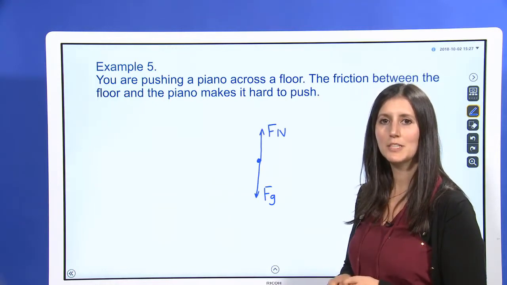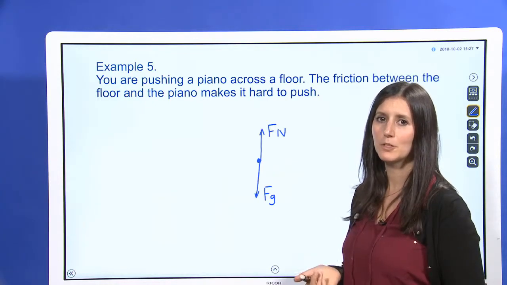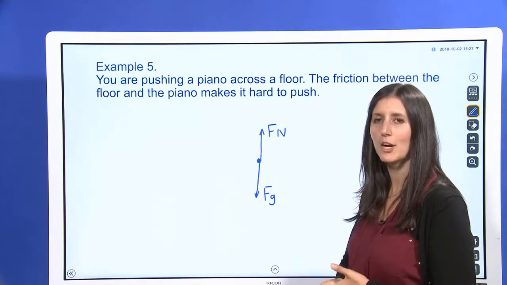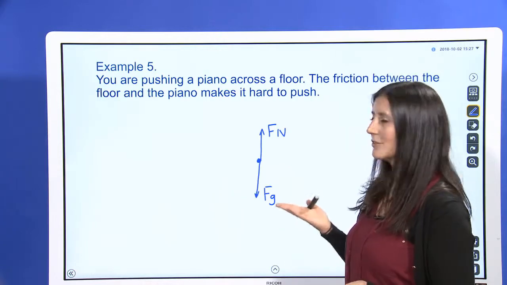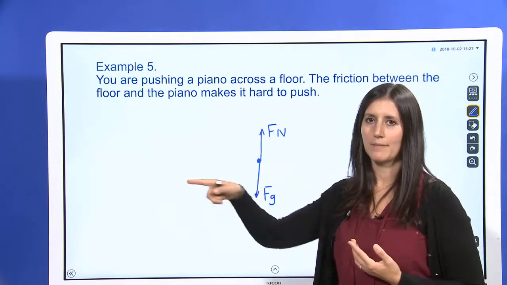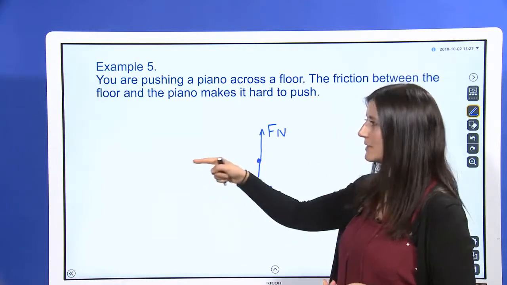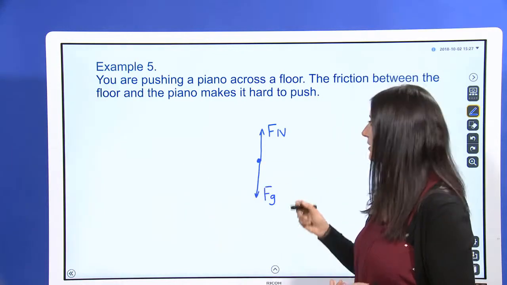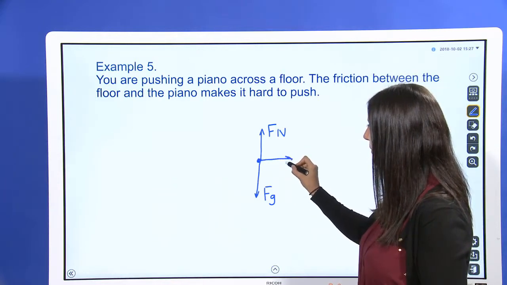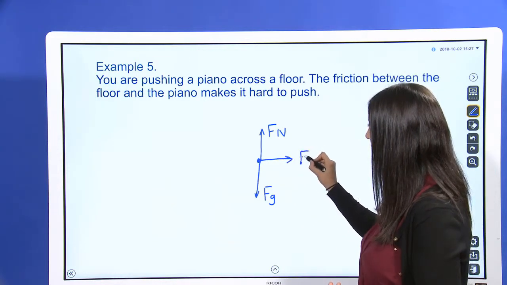Then there's also mention of friction here, so there must be a force of friction in this question. It says the friction between the floor and the piano makes it hard to push. We don't know which way this piano is moving, but let's assume it's moving this way. If the piano is moving this way, then the force of friction must oppose that motion, so it would go the opposite direction. The force of friction.